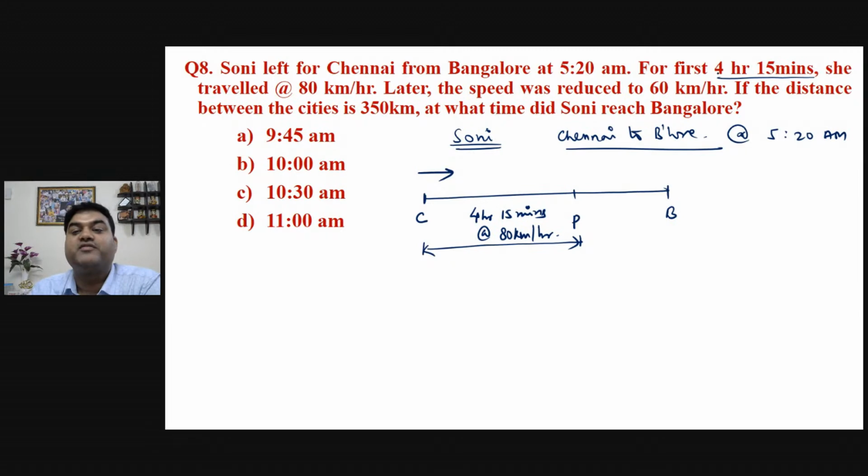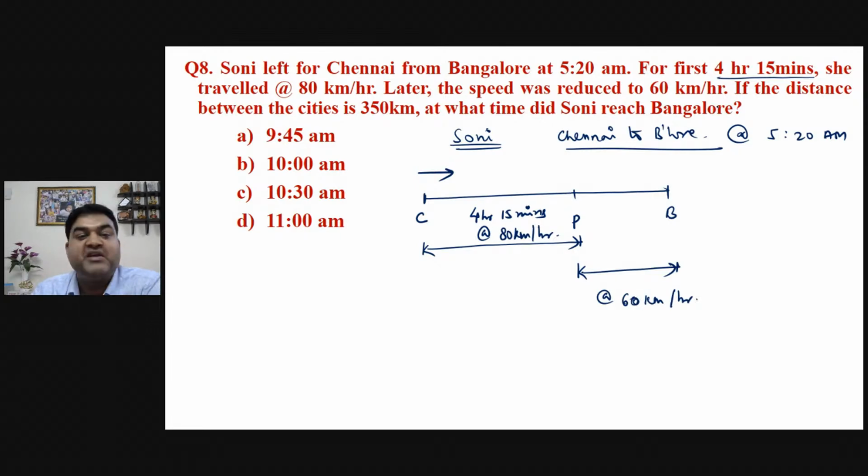For the first 4 hours 15 minutes she traveled at 80 kilometers per hour. Later the speed was reduced. So this is the speed, right? Between P and B, at what speed has she traveled? She has traveled at 60 kilometers per hour.